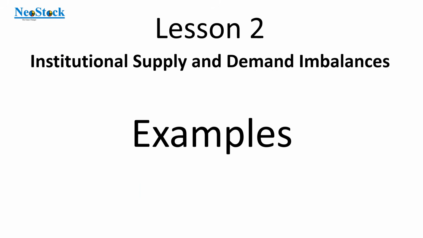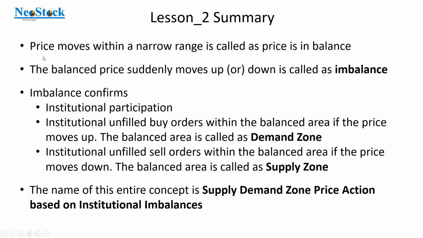Okay, let me summarize what we already learned in lesson 2, a quick summary. In lesson 2, you learned prices move within a narrow range when demand and supply are almost equal. That is called price is in balance, meaning price is moving in a balanced way in a narrow range. And the balanced price suddenly moves up or moves down. That is called imbalance. Why does this imbalance take place? Either demand exceeds the supply or supply exceeds the demand.